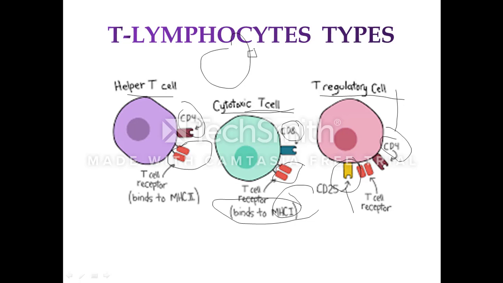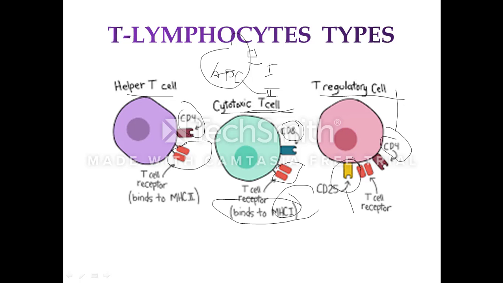When this specific molecule of the pathogen is displayed on the surface of the antigen presenting cell, it is displayed along with either MHC1 or MHC2. So these antigen presenting cells play an important role in activating either the T helper cell or the cytotoxic T cells.